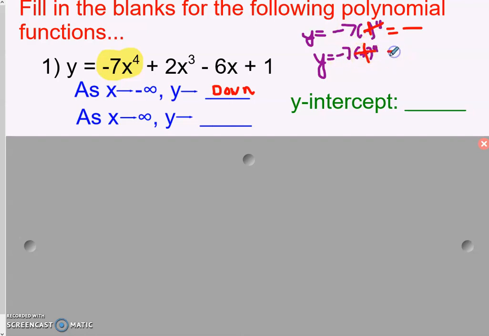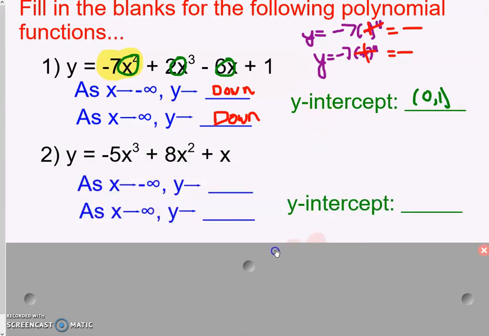Negative 7 times a positive is a big negative number, so this y value is going down towards the negatives. And if I'm looking for my y-intercept, I let all these x values become 0, and I'm left with y equals 1. So the y-intercept, when x is 0, y is 1. Why don't you go ahead and take a look at this next one and see if you can do this. So pause the video and then come on back.